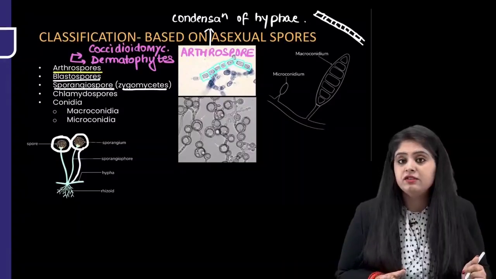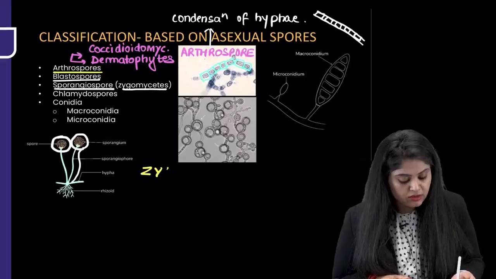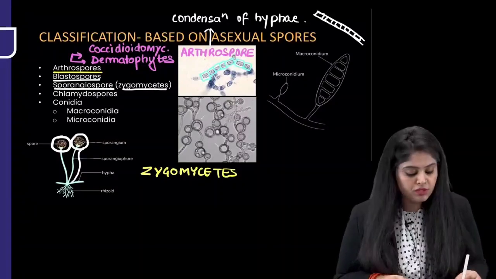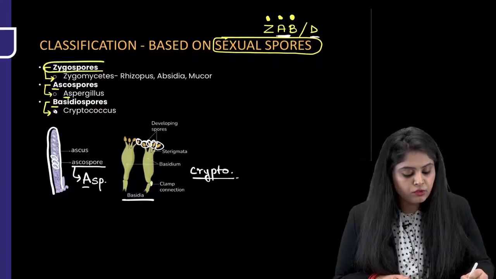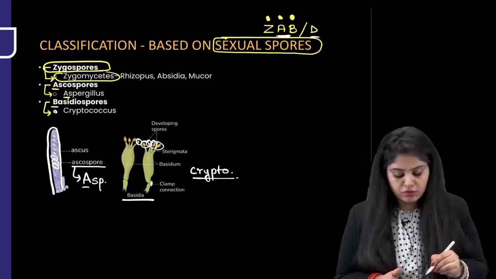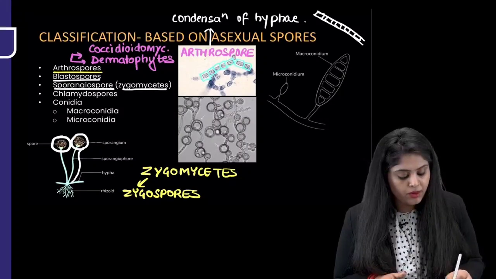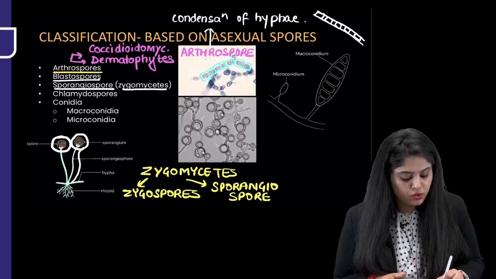So that gets me to a point of thought: when we are talking about the zygomycetes, right now you will say that I had told you a mnemonic called ZABD for sexual spores, and I told you that zygomycetes is going to show you zygospores, which was a sexual spore. So one type of spore is going to be the zygospores. On the other hand, now I'm saying you're also seeing sporangia, so you're also seeing sporangiospores. So can I say this is basically showing you both?